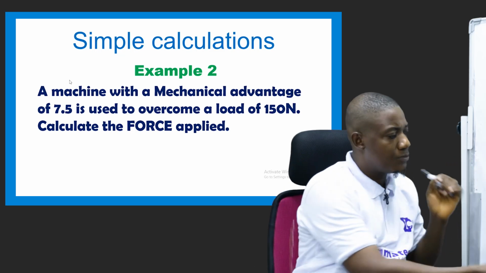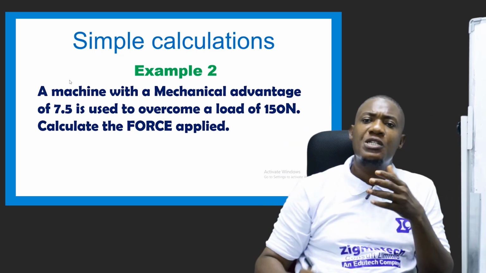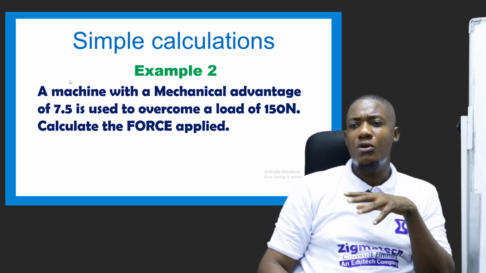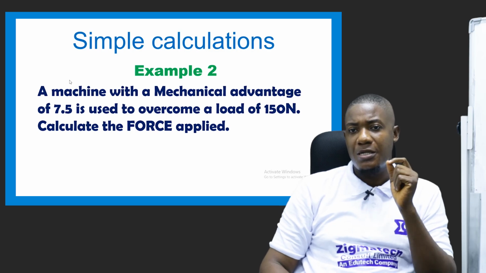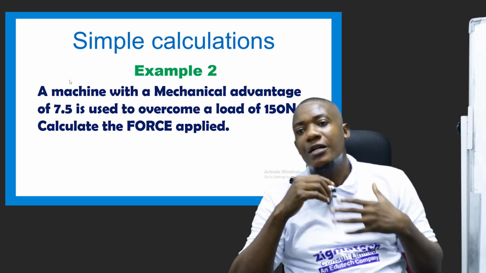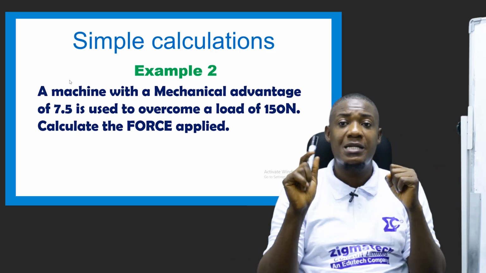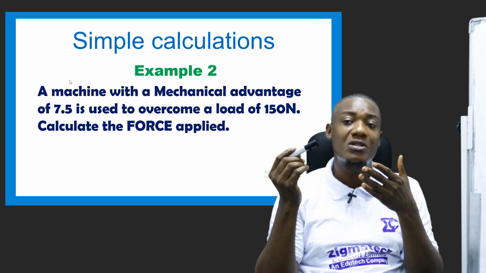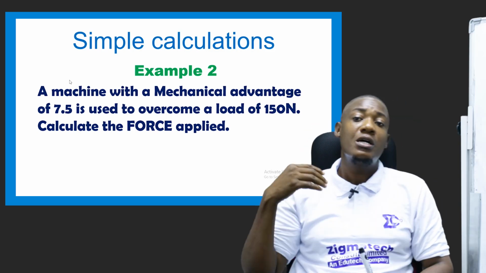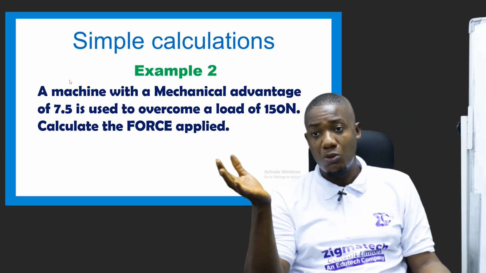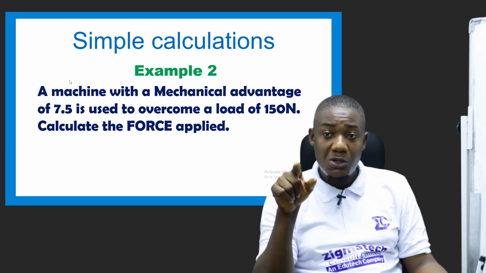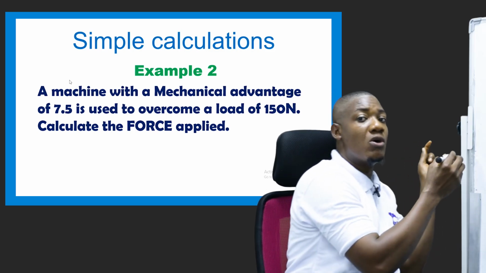Example 2. A machine with a mechanical advantage of 7.5 is used to overcome a load of 150 newtons. Calculate the force applied. The force applied, as we have in this question, is the same thing as effort, because effort is the force applied to the machine that the machine uses to overcome the load. So force applied here is the same thing as effort. Please take note of that. It's important you take note of that.